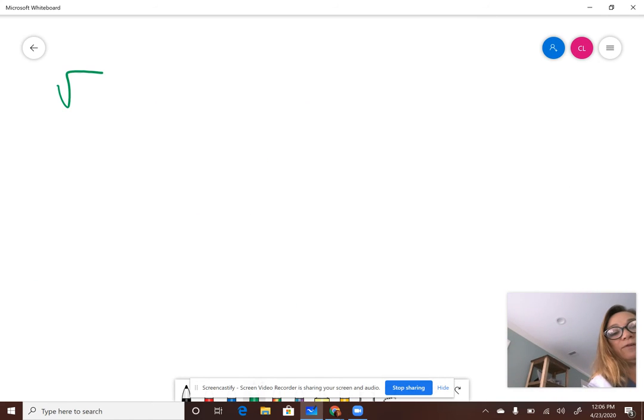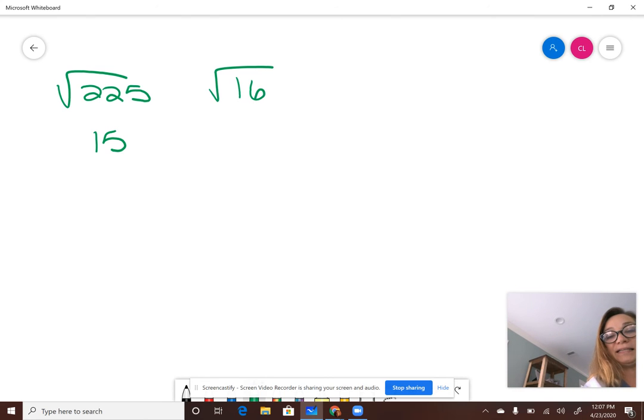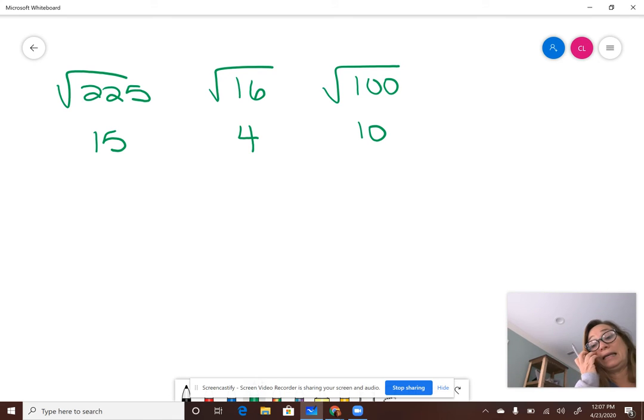It had the square root of 225, which is 15, because 15 times 15 is 225. It had the square root of 16, which is 4, because 4 times 4 is equal to 16. It had the square root of 100, which is equal to 10, because 10 times 10 is 100.